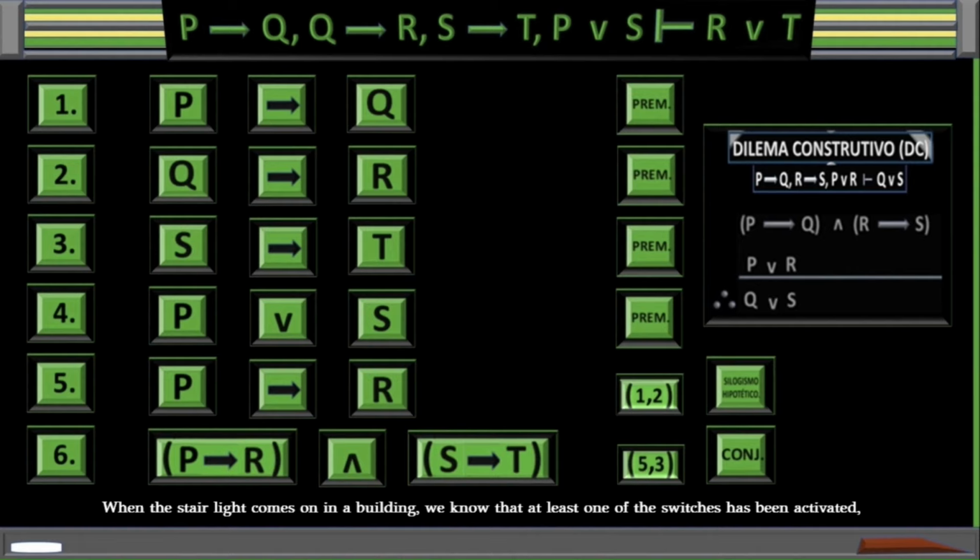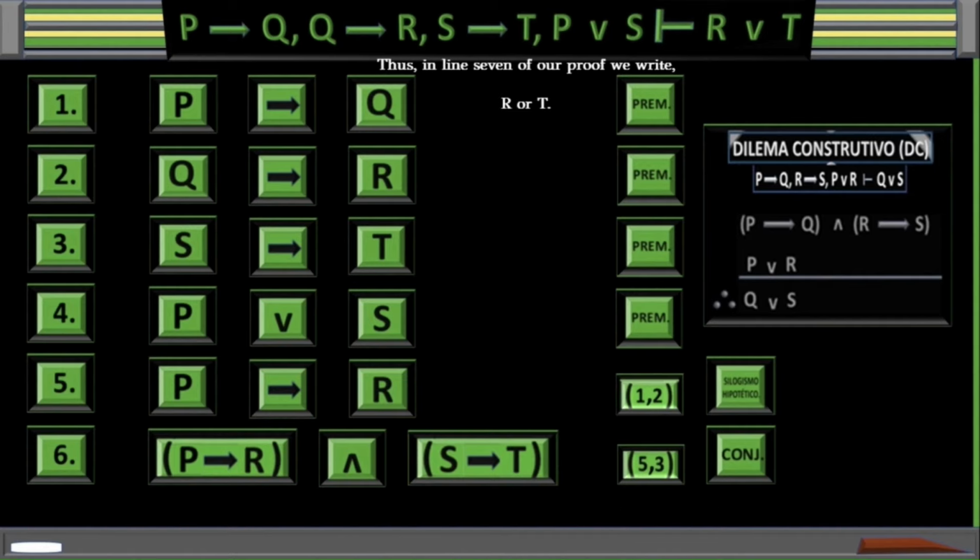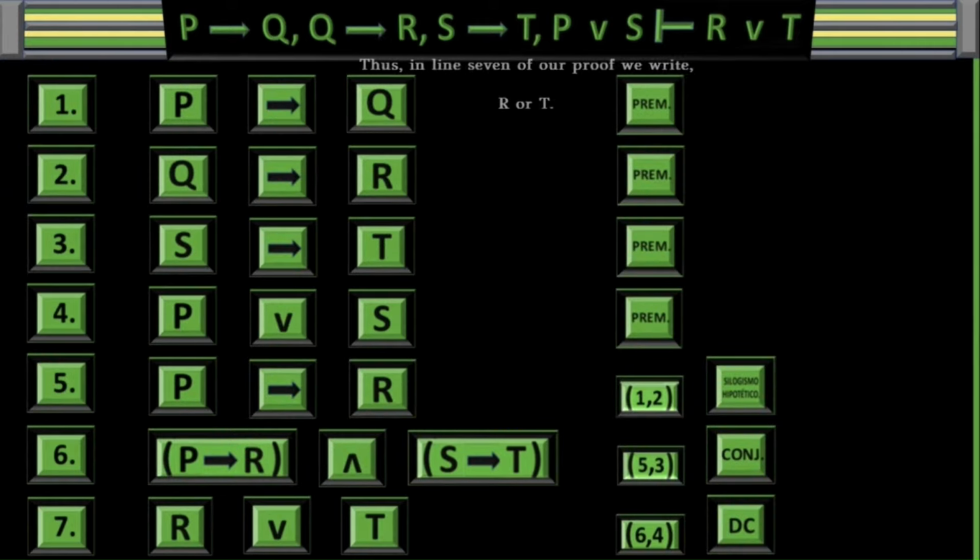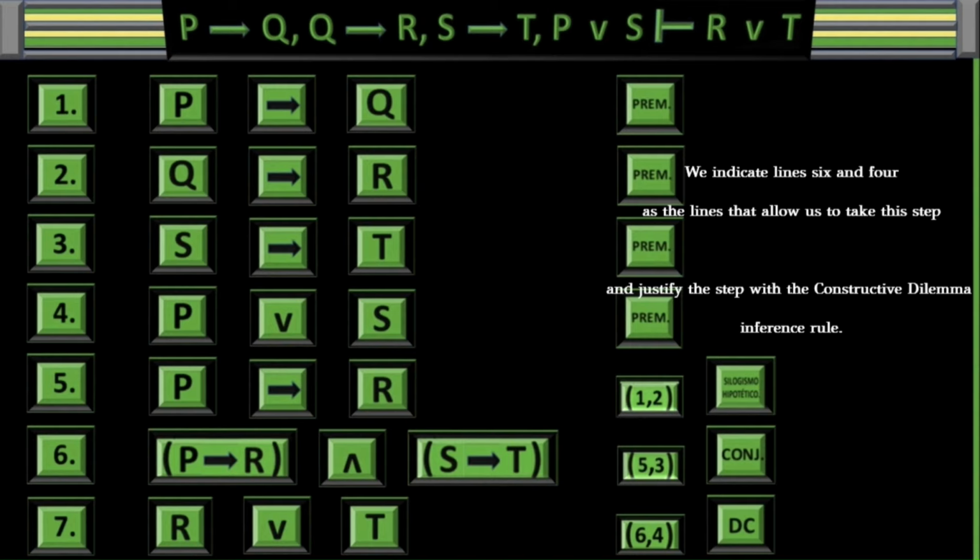When the stair light comes on in a building, we know that at least one of the switches has been activated, without knowing for sure which one or which ones. And we verify a practical application of this rule. Thus, in line 7 of our proof, we write R or T. We indicate lines 6 and 4 as the lines that allow us to take this step, and justify the step with the constructive dilemma inference rule.